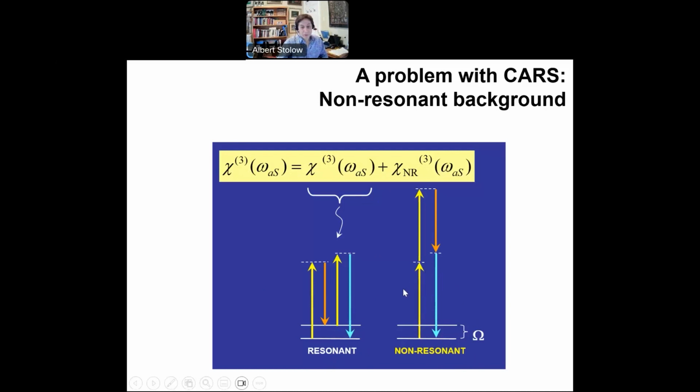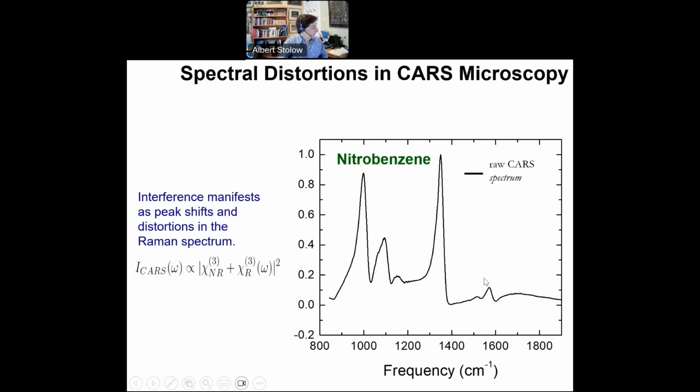I cannot tell the molecule which order they should absorb the photons. These will both happen. And this will reduce our contrast because this will give signal everywhere and this will give signal only for the molecules of interest. So that's a problem. How can I differentiate these?